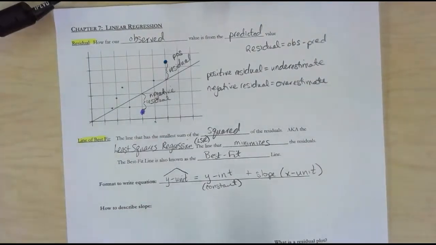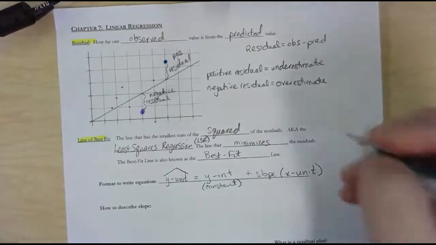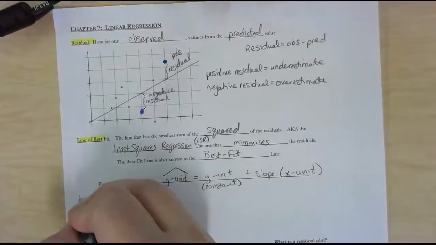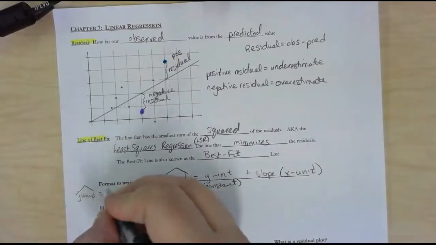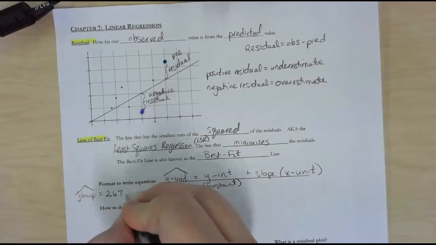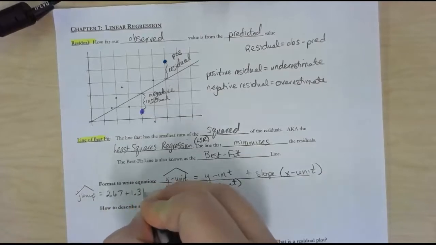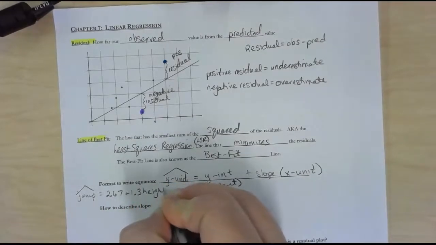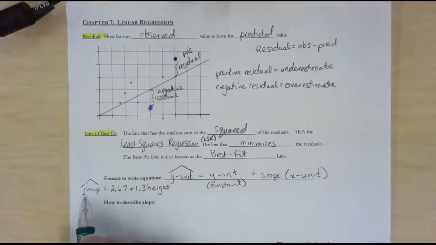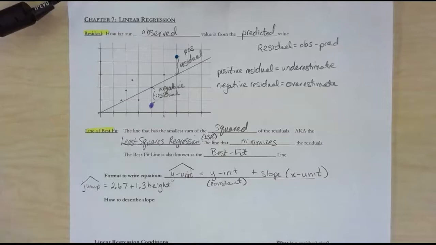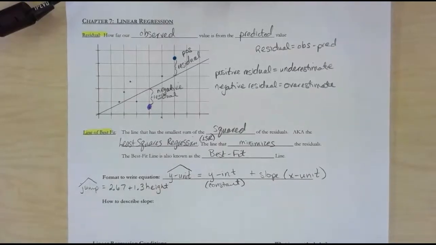So, you know, in elementary school or middle school or wherever, even sometimes in high school, you guys do the standing long jump. And so what that would be is jump is equal to, let's say it's 2.67 plus 1.3 times your height. So my x values were height, my y values were jump, and this is the equation I would make. So you don't ever write x and y, we actually write the units.